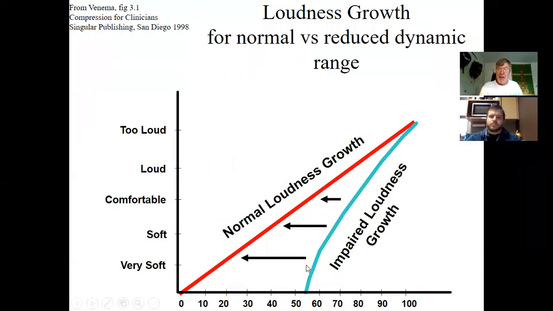Hearing aids amplify soft sounds by a lot, and they amplify loud sounds by little or nothing at all. The word to use for that is called wide dynamic range compression. They're trying to shrink a big dynamic range into a smaller dynamic range: a normal dynamic range of 100 dB into a smaller dynamic range of 50 dB.